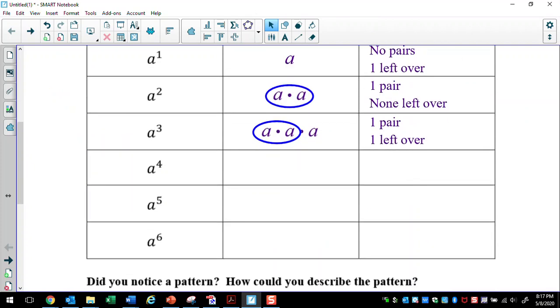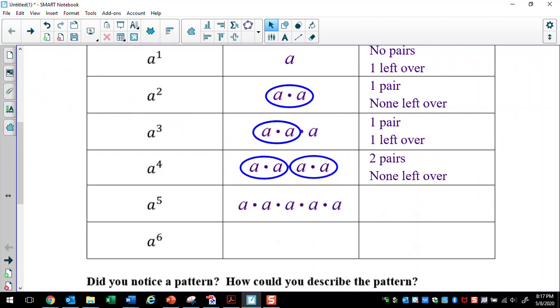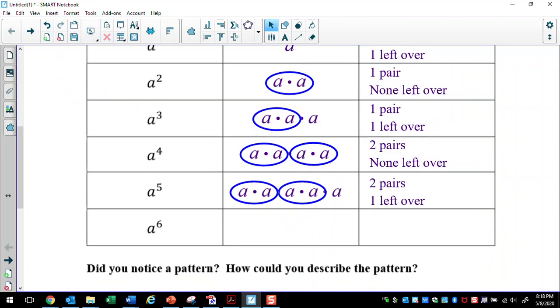What if I have a to the fourth? How many pairs can I make out of that? Well, I've got a pair of a's there, and I have another pair of a's there. So in this case, I was able to make two pairs with none left over. All right, how about a to the fifth? How many pairs can I make here? Well, I can make a pair of a's there, and I can make a pair of a's there. So again, I was able to make two pairs. This time, though, I had one left over.